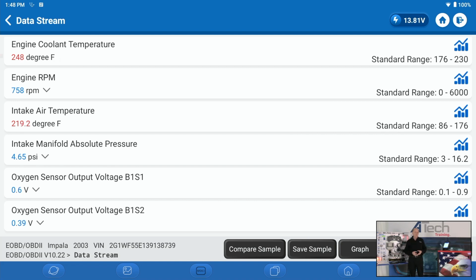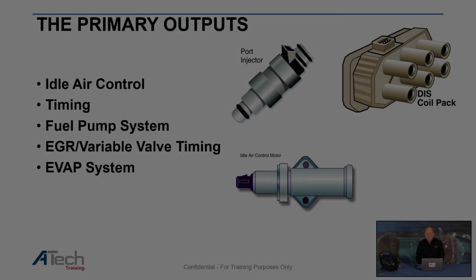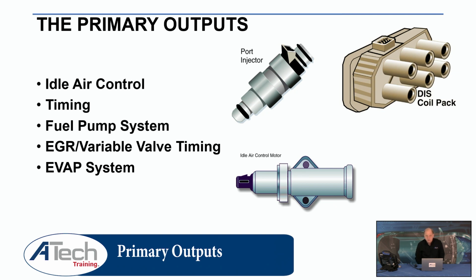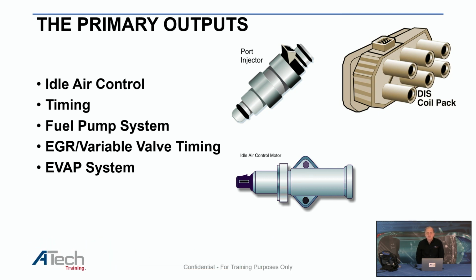The next thing I'm going to do is set it up, and we're going to look at some of the outputs as we go across. The primary outputs are things we need just to get the car to go down the road. I don't really need an O2 sensor to drive it down the road, but I do need the idle air control. I need to be able to vary timing. I need to be able to have fuel being delivered to my system.